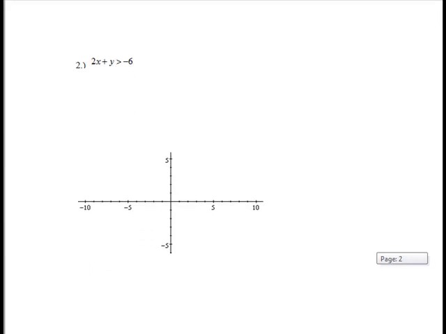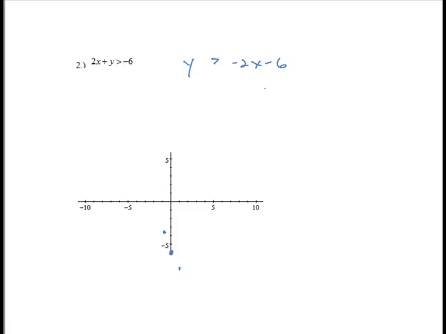Example 2, linear inequality. This one's in standard form, so just like equations, if it's not in slope-intercept form, the first thing we want to do is get it into slope-intercept form. So graphing it now, the y-intercept down here at -6, the slope is -2, so we run off the graph a little bit. We could go down 2 to the right 1, or we could go up 2 to the left 1. Either way, it's going to be a dotted line in this case.